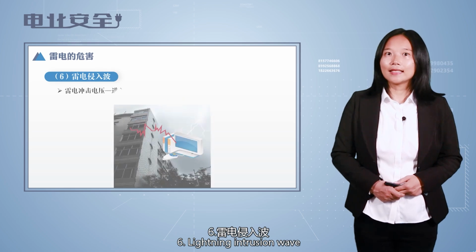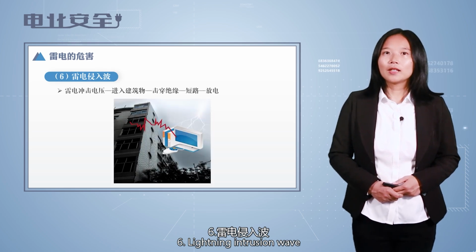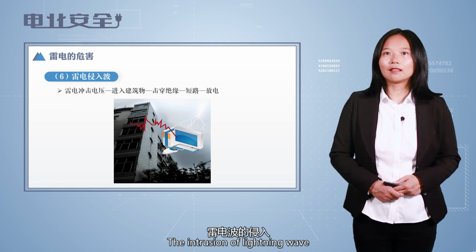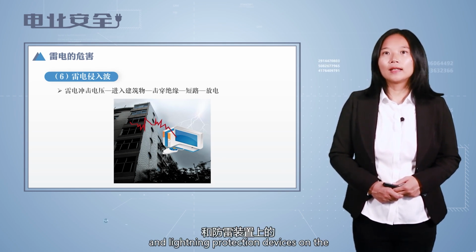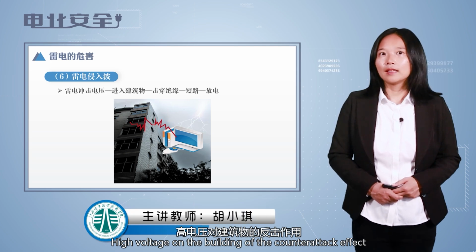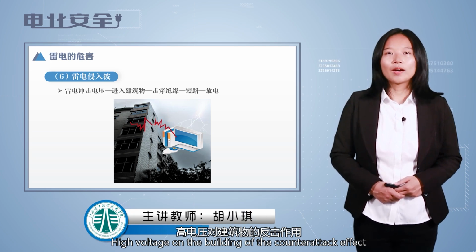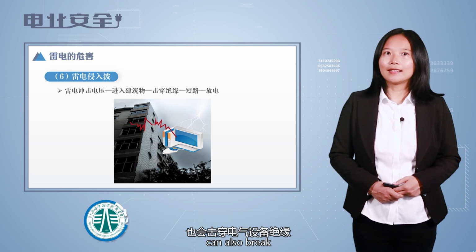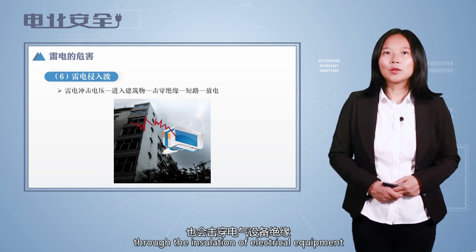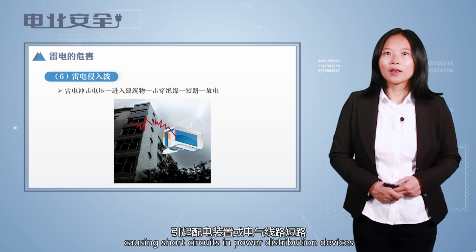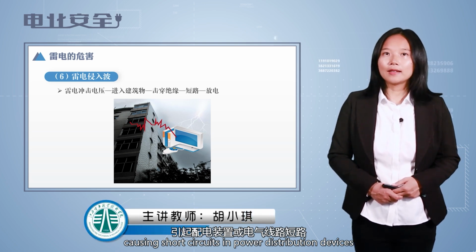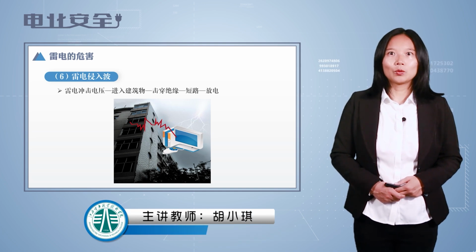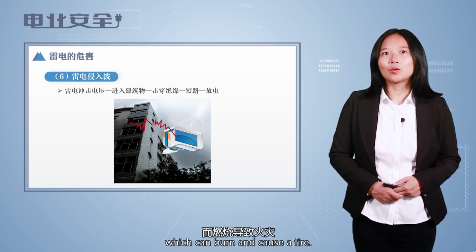Sixth, lightning intrusion wave. The intrusion of a lightning wave, and the counterattack effect of the high voltage on lightning protection devices on buildings, can also break through the insulation of electrical equipment, causing short circuits in power distribution devices or electrical circuits, which can burn and cause a fire.